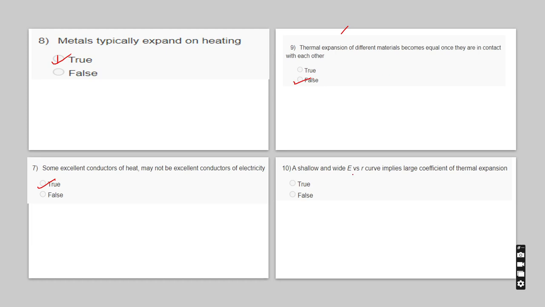A shallow and wide E versus R curve, where R is the distance between the two atoms, implies a large coefficient of thermal expansion. False, ma'am. How? Because of the Young's modulus, in that way we say that the coefficient of thermal expansion is how much the material expands with temperature, ma'am. So we can say that the expression of the E versus R curve is false.